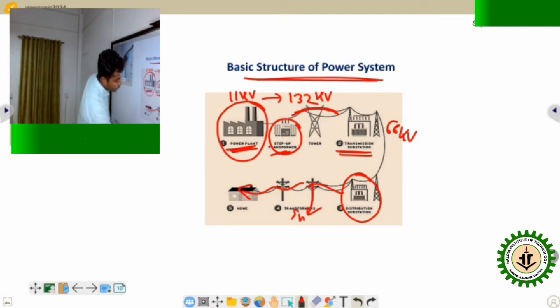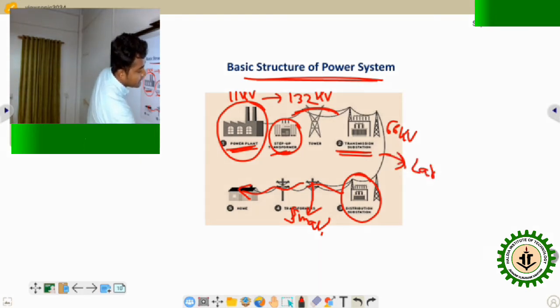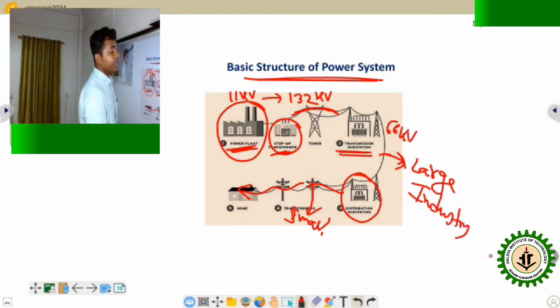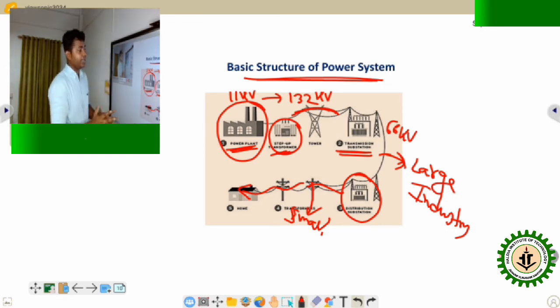From here, suppose one large industry is there, which takes 66 kV voltage. So in this way the load is there, and the different levels of voltage distribute the load. This is the basic structure.